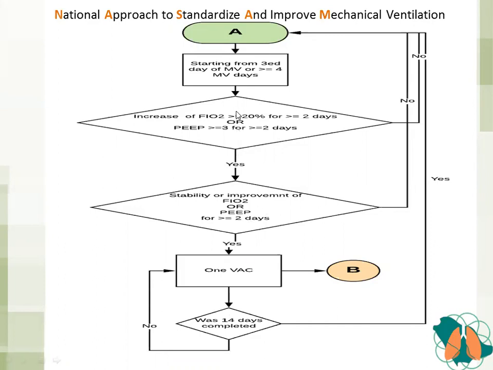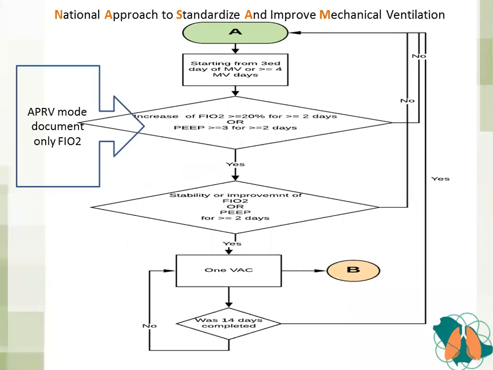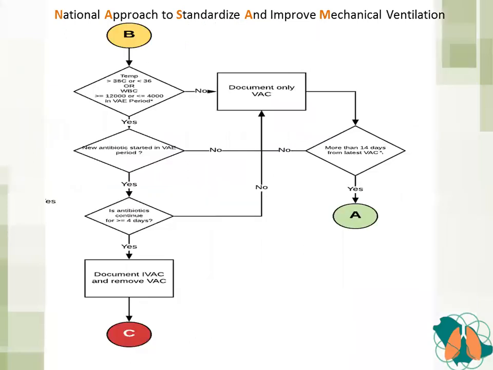And anytime you don't have this condition, you go back and collect the data again, the minimum PEEP and minimum FiO2. So this is step 1. In this step, you will have a VAC or no VAC. In APRV mode, you only document FiO2, so you don't look for the PEEP. That's the only exception. So in the second step, you are now looking for IVAC.